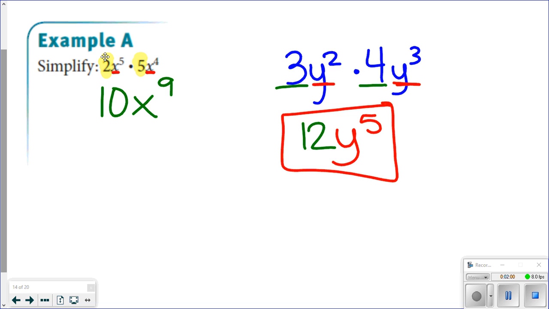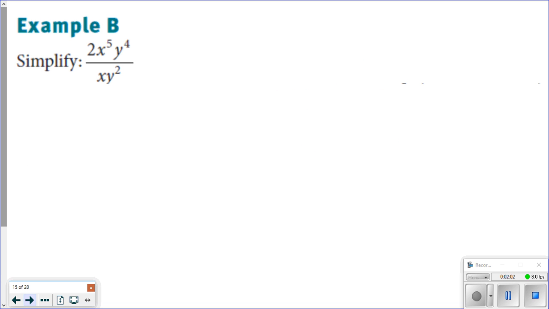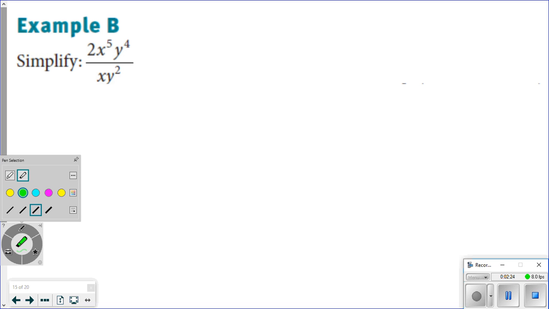All right, next, let's look at example B on page 290. And this is a quotient or division problem. So when we're dividing, we keep the base and we subtract the exponents. So if I'm looking, I have a 2 in the numerator, but I do not have a number in the denominator at all. So we just need to keep the 2 and leave it.